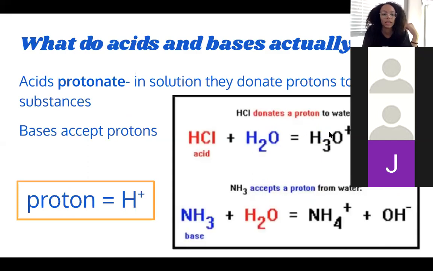An acid, when it is in a solution, does what we call protonating. It protonates, which means that it basically gives off its protons to other substances. And again, proton is H plus, okay? It is giving off its protons. It is protonating. If I were an acid in a solution, I would just say, okay, take a proton, take a proton, take a proton, right? Acids give off their proton.